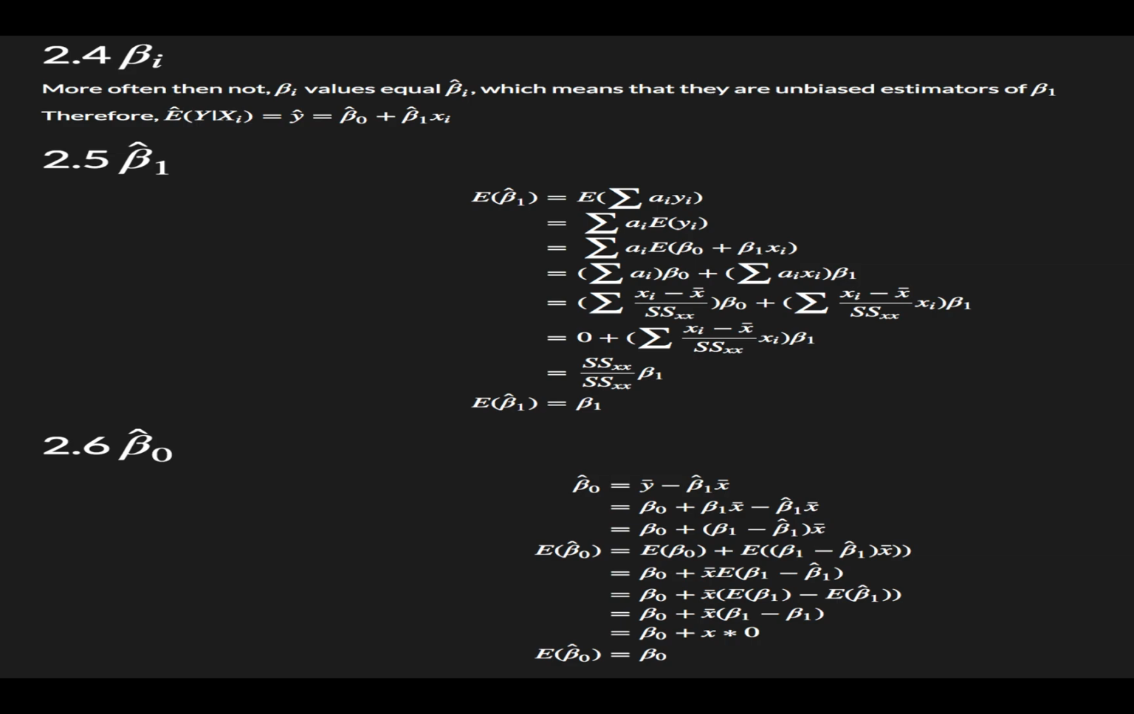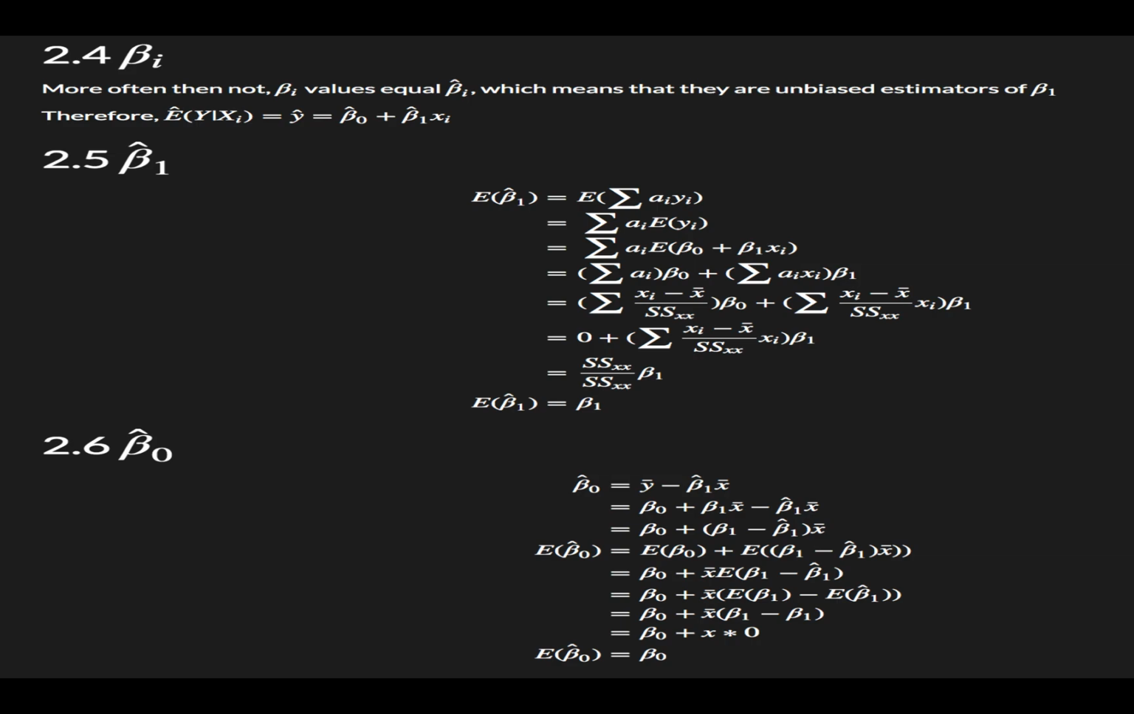Again, through a similar process, we can do the same thing with the expected value of beta naught hat, and we end up finding the same thing: that the expected value of beta naught hat is equal to beta naught, making beta naught hat an unbiased estimator of beta naught.